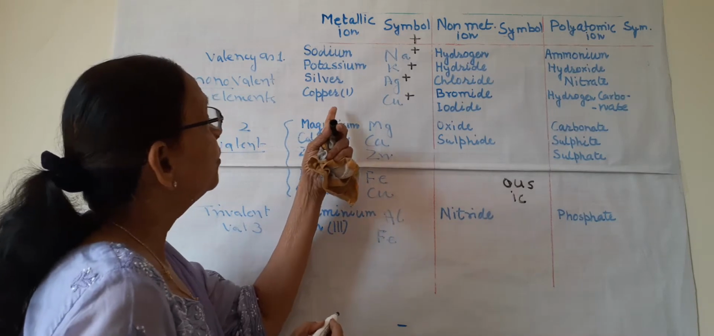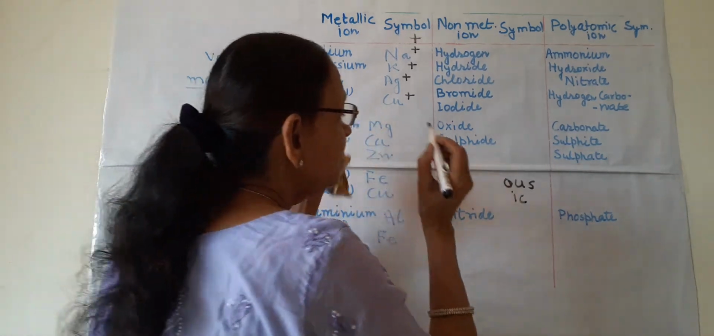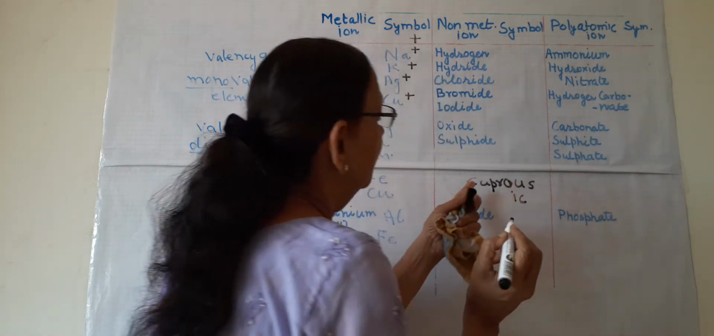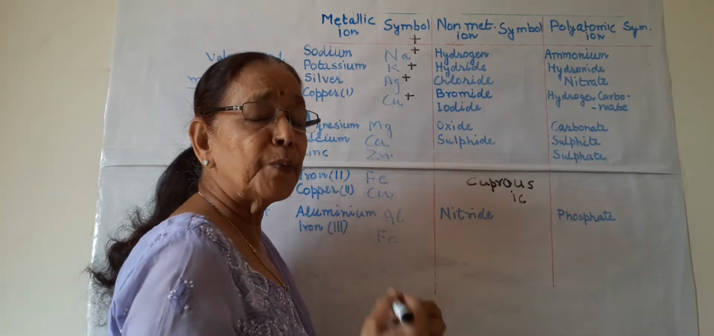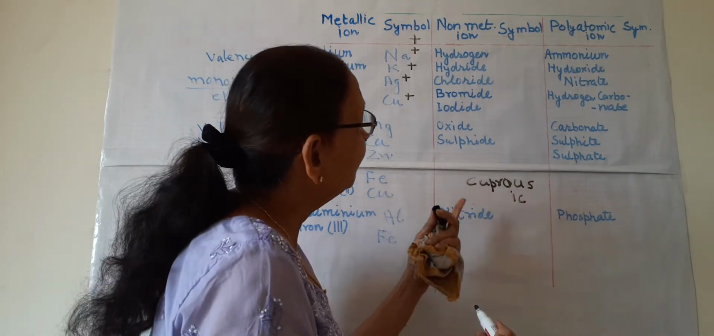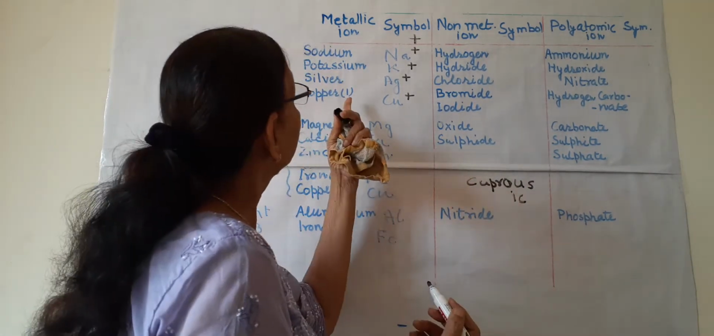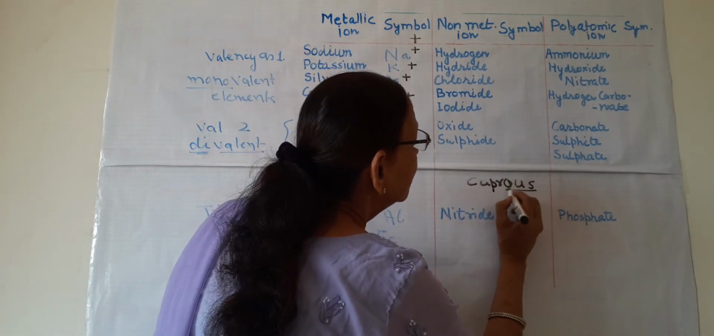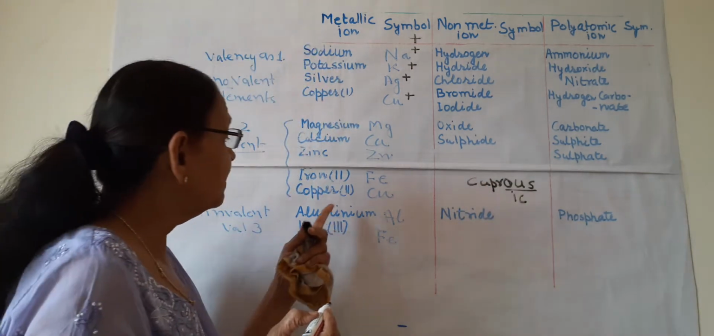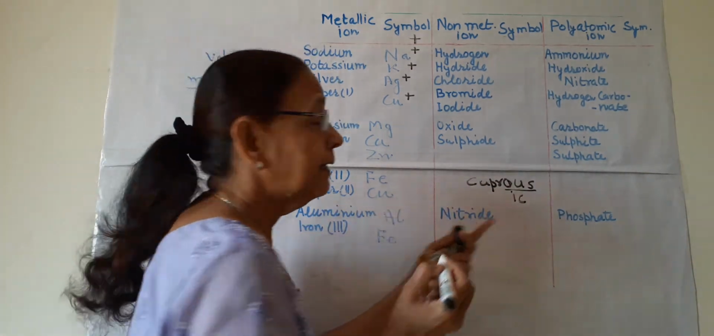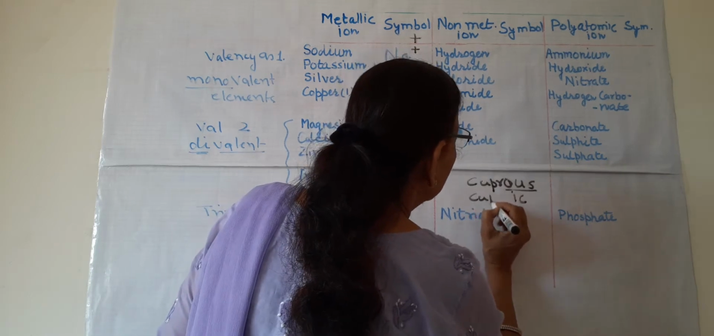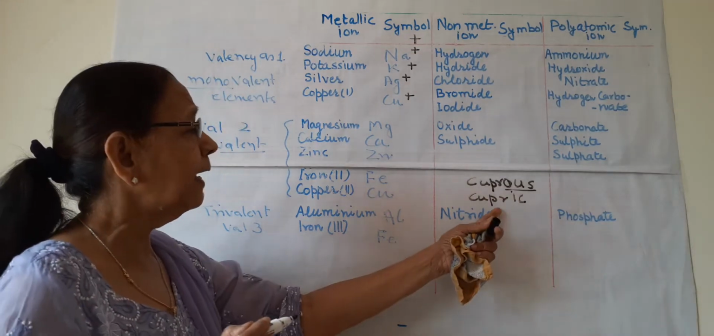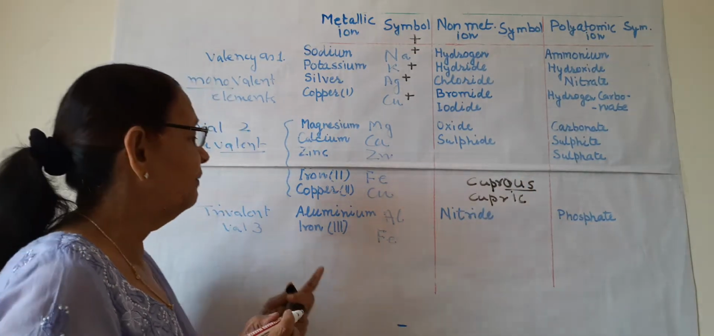So what will be the formula of copper oxide? Suppose cuprous. It may be cuprous oxide, cuprous nitrate, cuprous sulfate, anything. But if it has one valency, then OUS is added and it is known as cuprous. If it has two valency, then IC is added and it is known as cupric. So this is on the higher valency side and this is on the lower valency side.